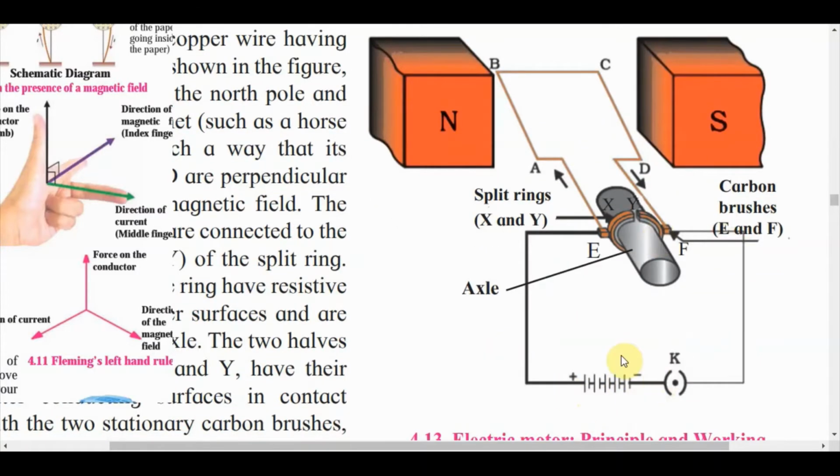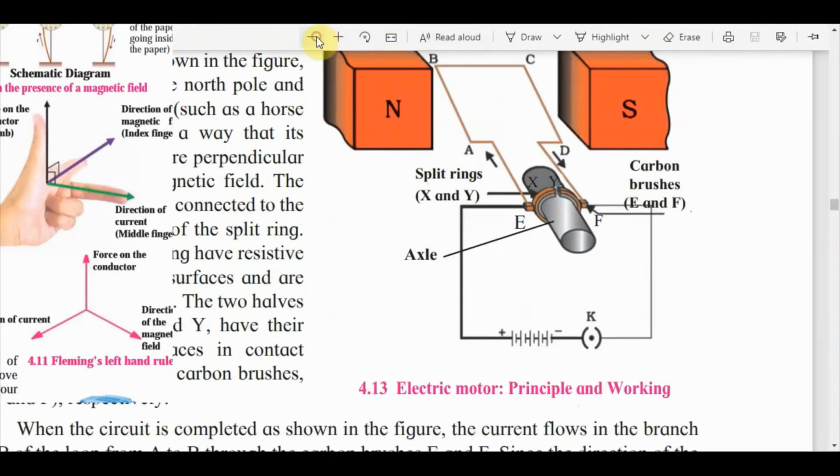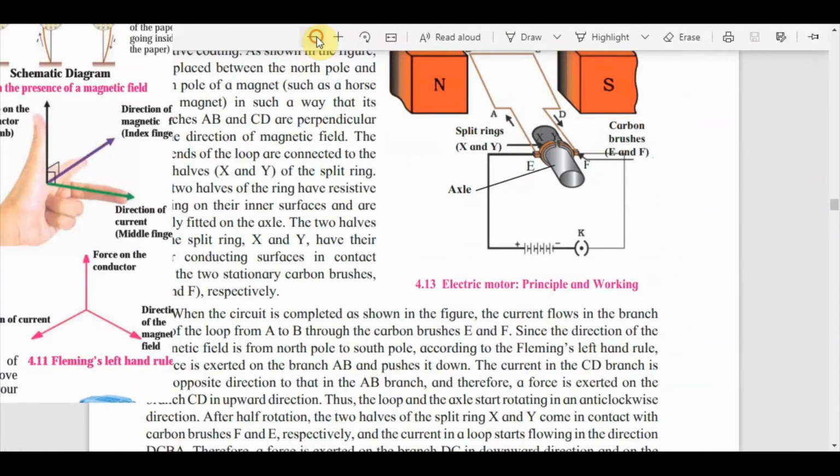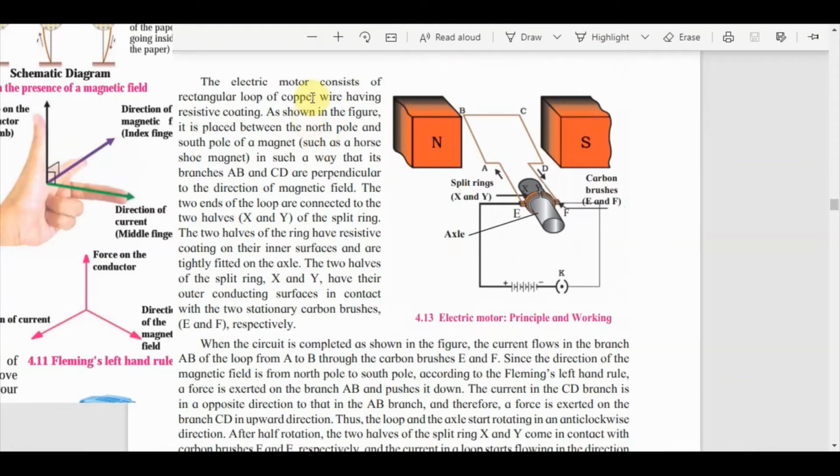Okay, I hope the diagram is clear to you all. Now let us zoom down and understand the construction. See here, the electric motor consists of a rectangular loop of copper wire having a resistive coating.